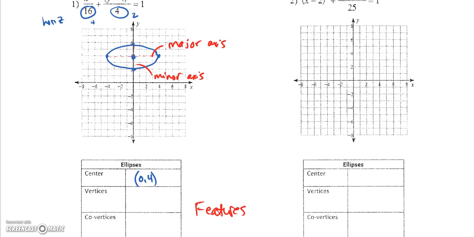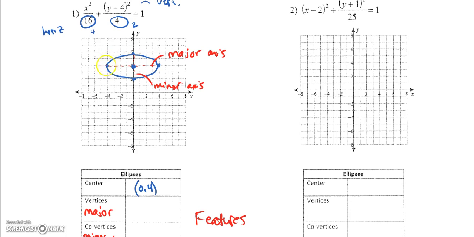Okay, my vertices are always on the major axis with ellipses. Covertices will be on the minor axis. So these two points here are my vertices. And you can do this two ways. You can plot the points and then figure out the coordinates, which is pretty easy because I moved an integer value of 4 to the right and to the left. Well, that's easy to identify. It's just 4, 4, and negative 4, 4. Now, if I moved like 3 point something instead of 4, it becomes a little trickier.